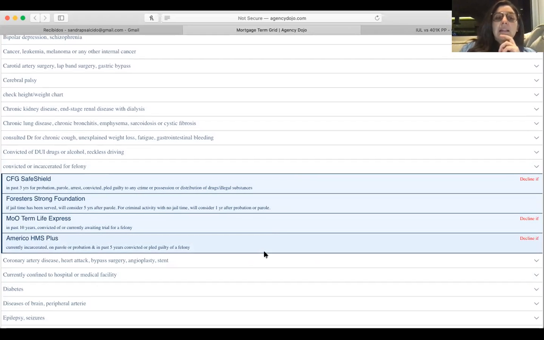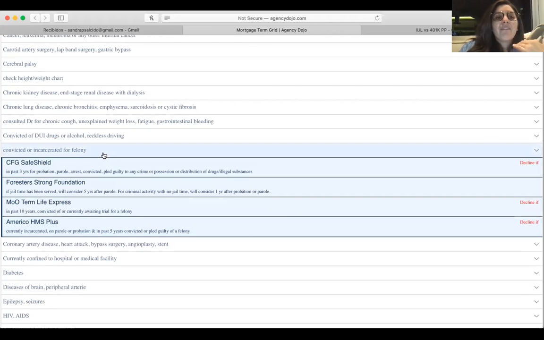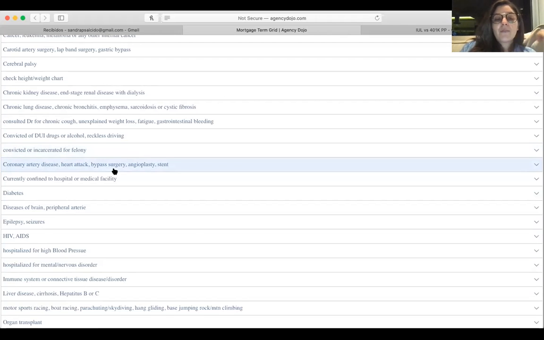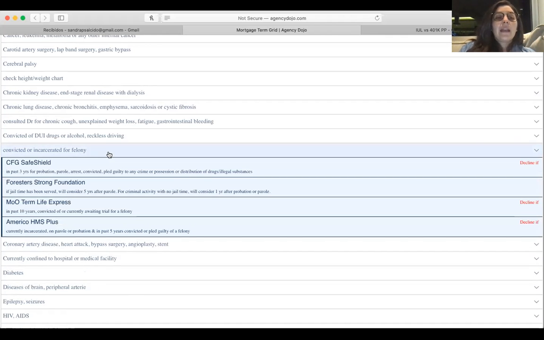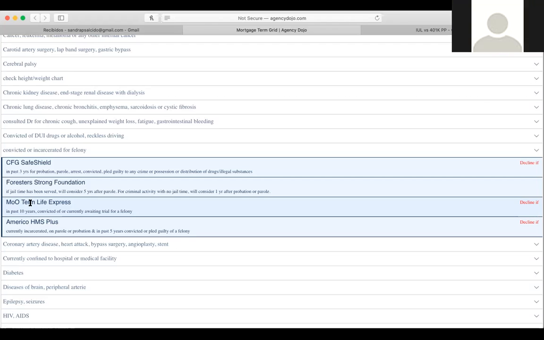Even National Life Group will decline this, okay? And like I said, it's just to know that we have all these alternatives, even if they were in some trouble. For example, if you ask your client and you know that they had some sort of issues with the law, and they were in probation and it passed 3 years, you're not going to submit an application with America because you already know that it's going to get declined. This is a pre-underwriting guideline, but you will know that Foresters will approve that client.